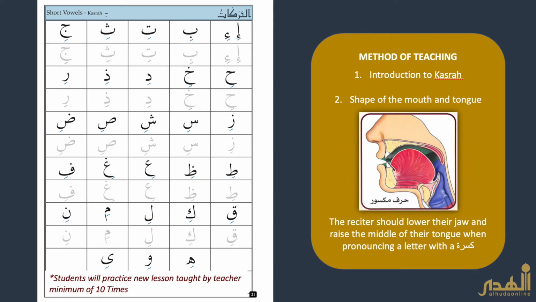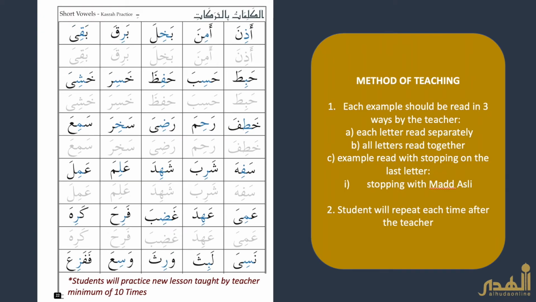Now we're going to move to our practice. In this practice, again, it's going to be read in the 3 ways that I had mentioned earlier for the Fathah practice. Here, first you're going to show them how to read it separately. Each letter is read separately. A, the, na. And then the student will repeat after you. Adina. And then when you're reading it all together, there's no pause in between.